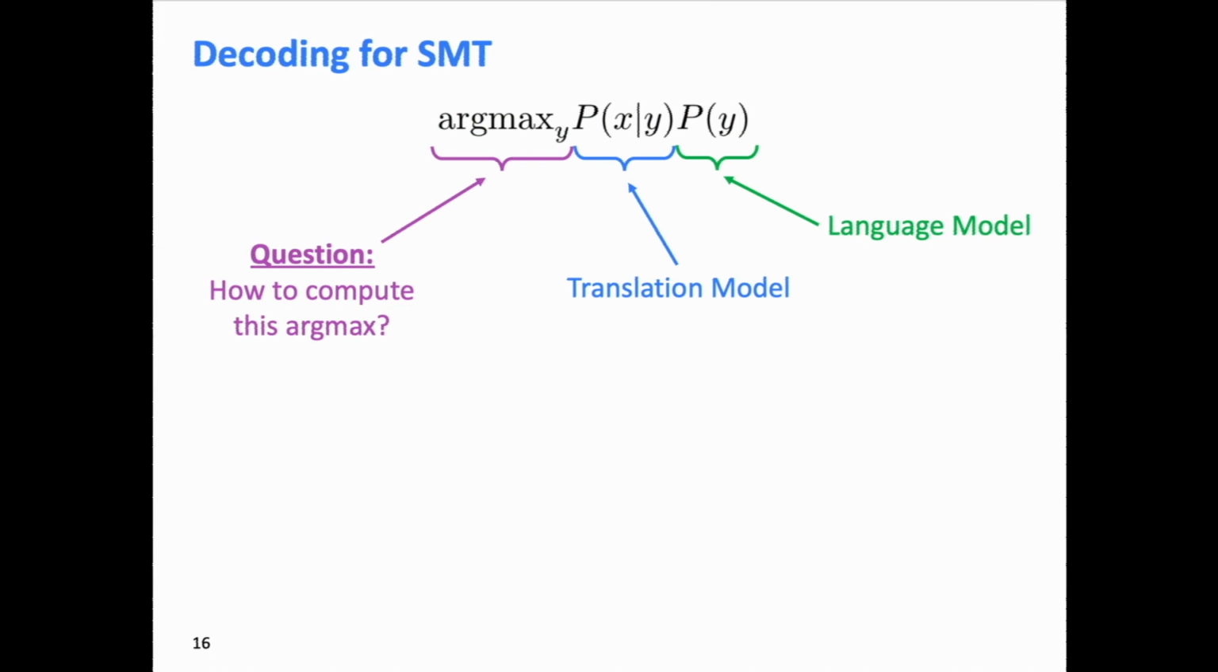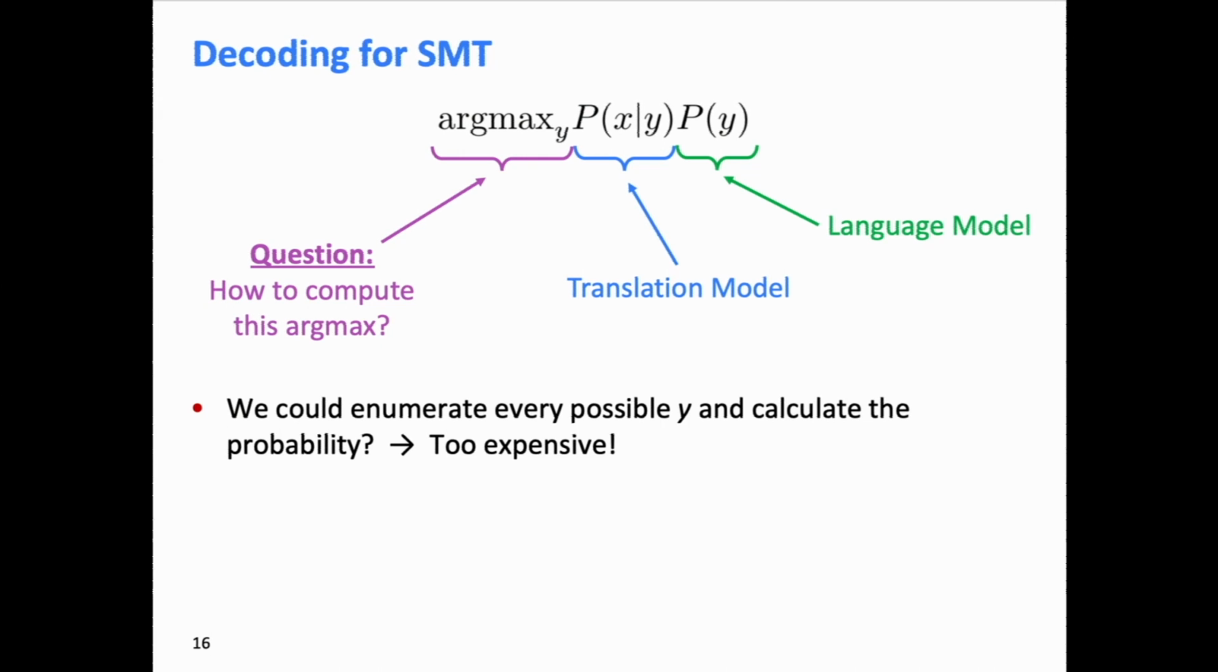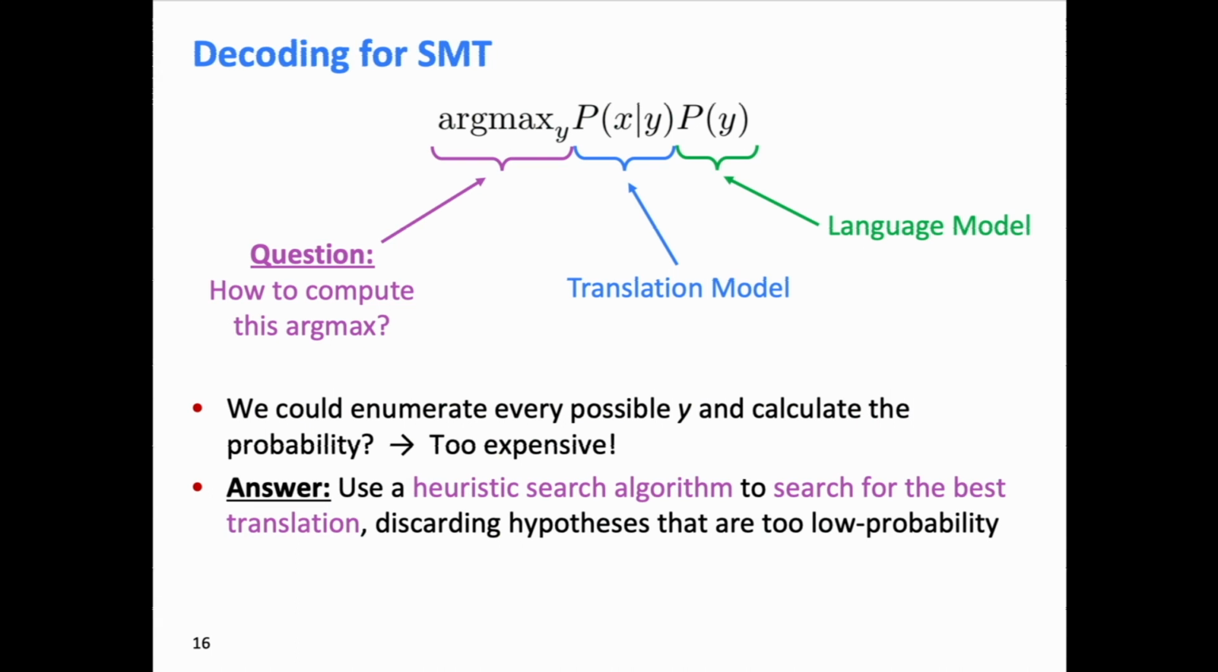So a question remains, how do you do the argmax over y? How do you find your French sentence y that maximizes this probability? So one kind of brute force solution is you could say, let's enumerate every possible y, that's every possible sequence of French words, maybe up to some length, and we'll calculate this probability for all of them. And it should be pretty clear that that's just a no-go. That's way too expensive, and we're not going to be able to get anywhere with that. So the answer for how you actually do this in practice is you're going to use some kind of heuristic search algorithm to search for the best translation y, but along the way you're going to discard hypotheses that are too low probability. So you're going to search, but you're going to discard and prune the tree as you go to make sure that you're not keeping too many hypotheses on each step.